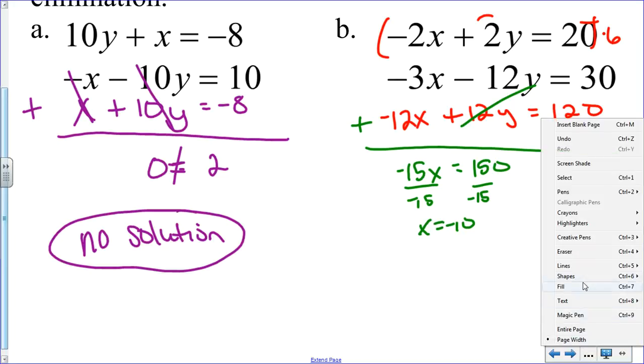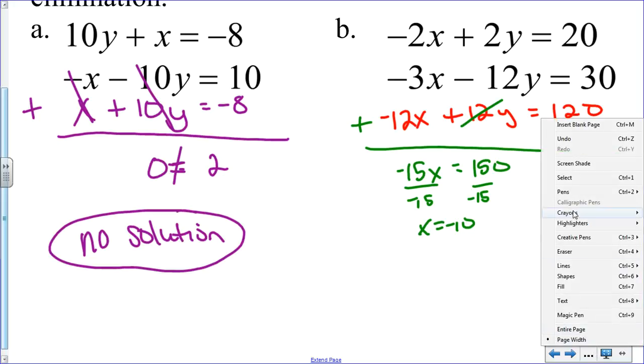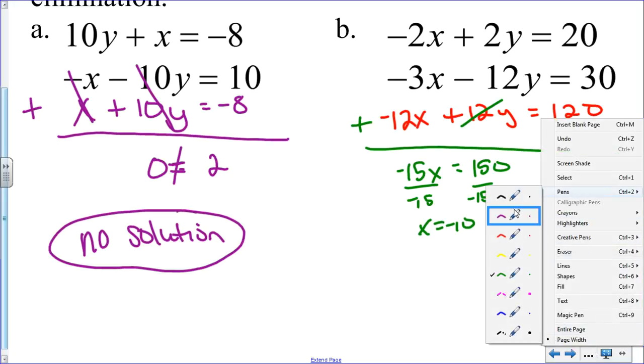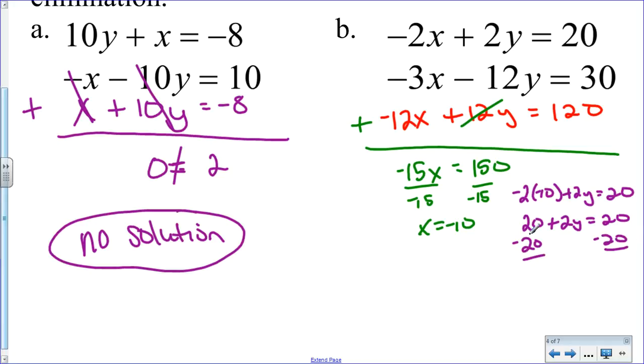Now I'm going to take my answer and I'm going to go back to the original problems. I'm going to get rid of this extra stuff here. Go back to the original problems and plug that in for one of the two equations. So I'm going to plug this -10 in for my x in the first equation. So I'm going to do -2 times -10, replacing my x, plus 2y equals 20. So a negative times a negative gives me a +20. And since it's a +20, I need to subtract on both sides so that that cancels. And I have 2y equals 0.